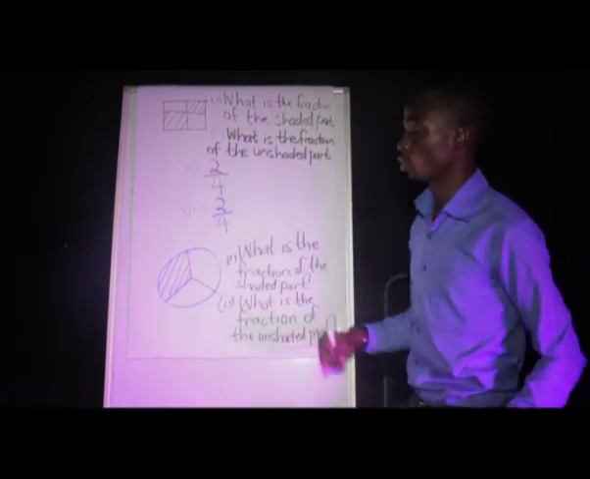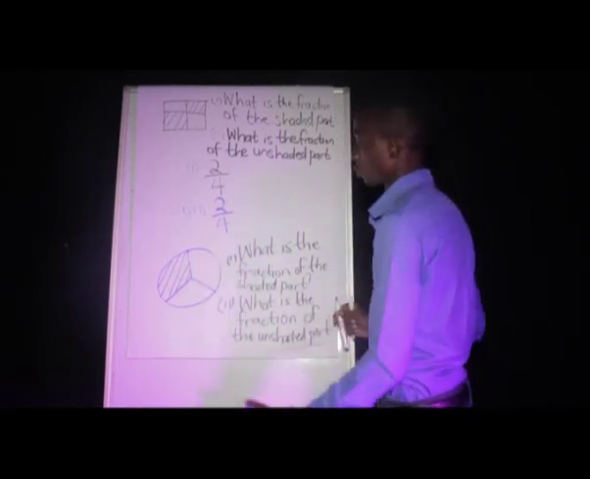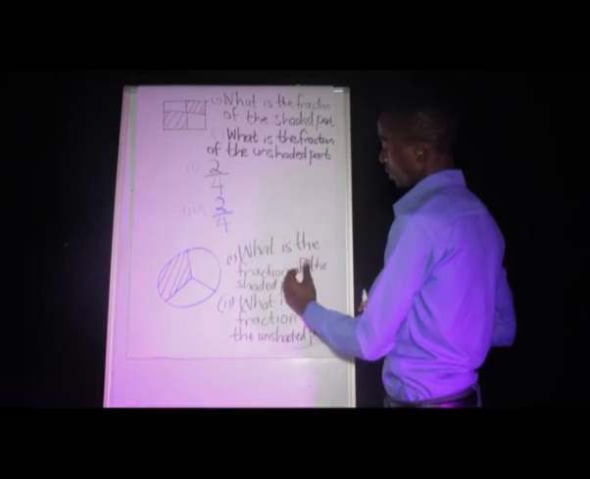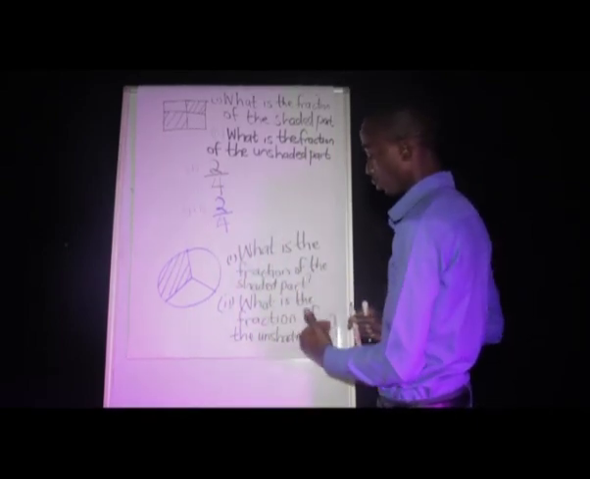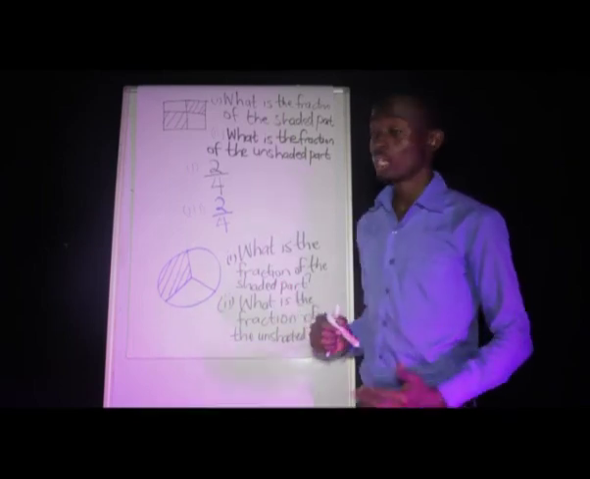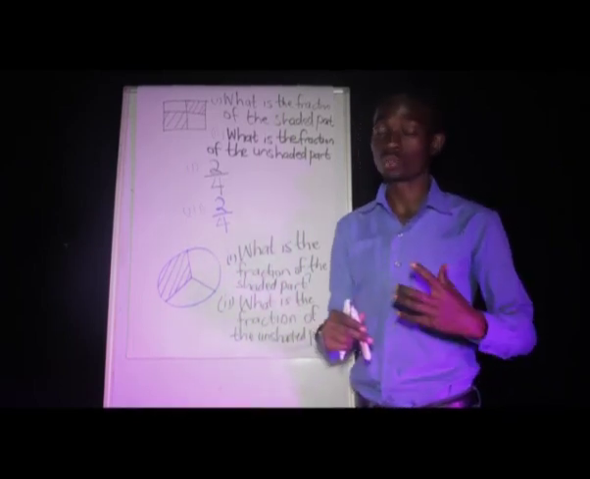So this is the question you're going to try out. I have this as my item. It is divided into 3 equal parts. So the question is, what is the fraction of the shaded part? The second question is, what is the fraction of the unshaded part? So you try out that one, and I believe you're going to understand more as you keep on practicing.